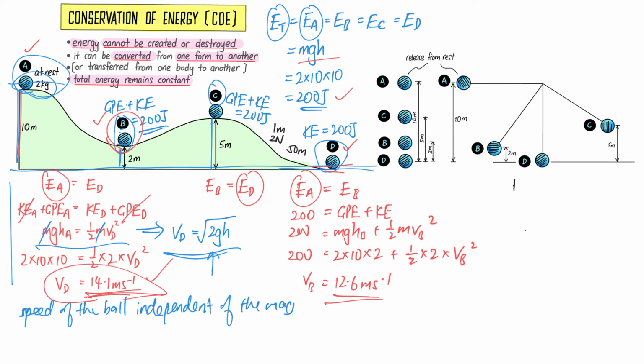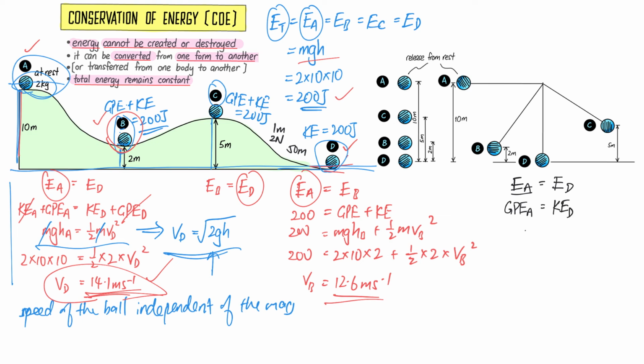We will still be using conservation of energy, and let's say over here, total energy at point A equals total energy at point D. It will be the same whether there's friction or no friction. Conservation of energy will always apply. And we already know that at point A, the only energy it has is GPE. And of course, if there's no friction, all the energy will be converted to KE at point D.